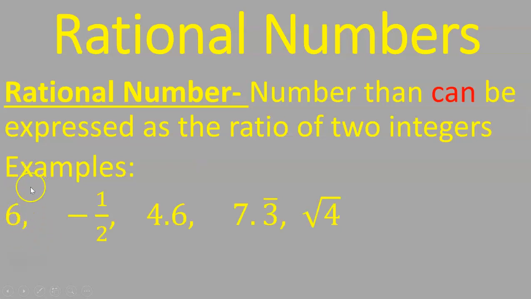Just plain old numbers. That's 6/1. That's a rational number. -1/2. 4.6, which is actually 23 divided by 5, which that's not important that you know that, but when you divide, sometimes you get decimals. 7.3 repeating, where the 3 just repeats over and over.